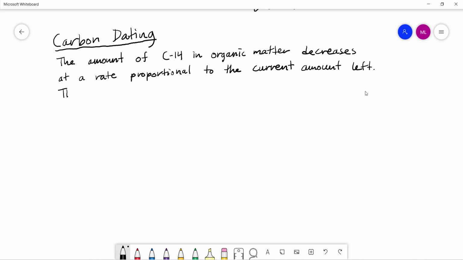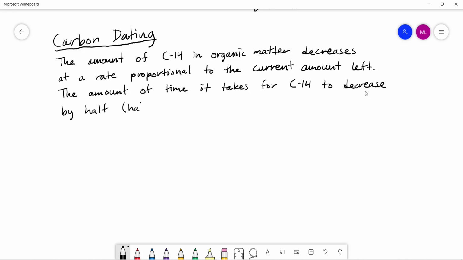The half-life, so the amount of time that it takes for the carbon-14 to decrease by half, also known as the half-life, is 5,730 years, approximately.